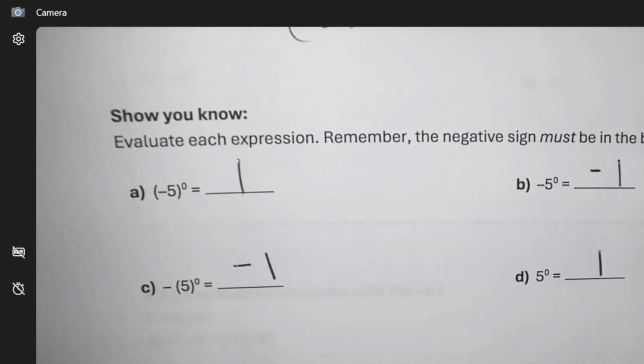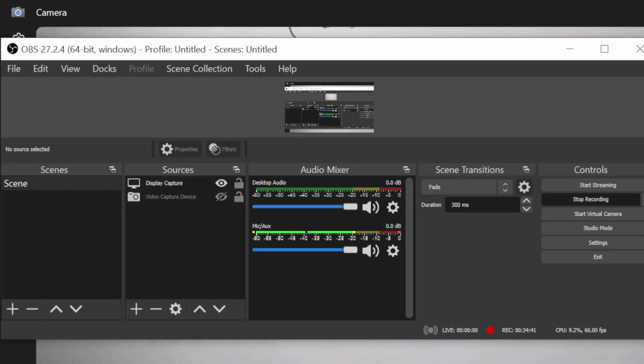1. Okay, workbook time. Let's move. What? Workbook time. Let's go.